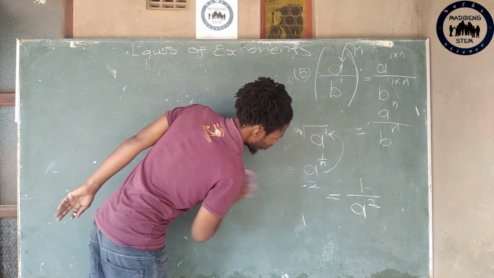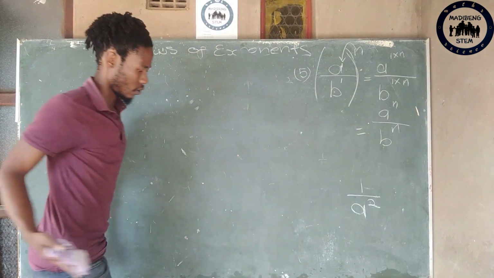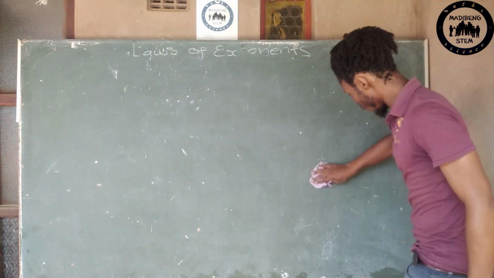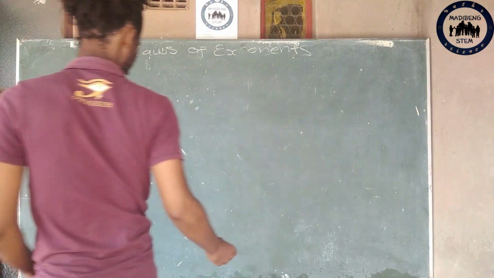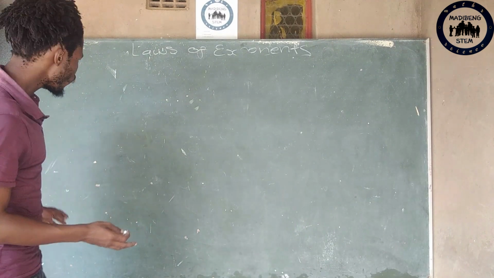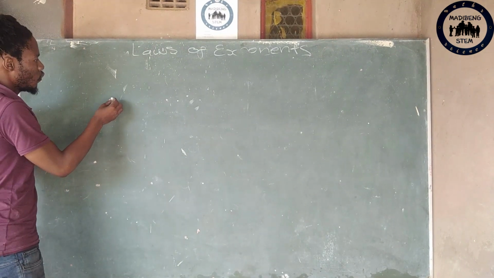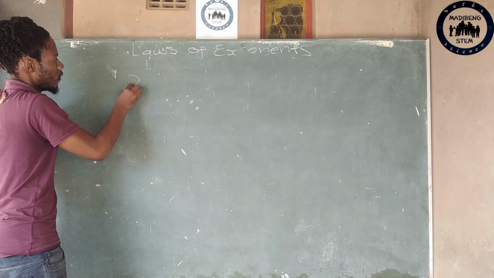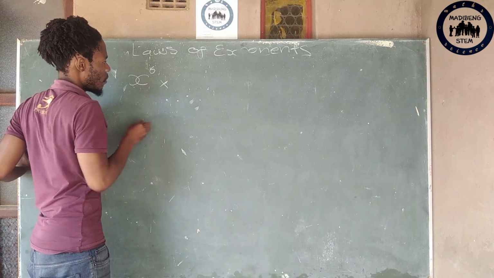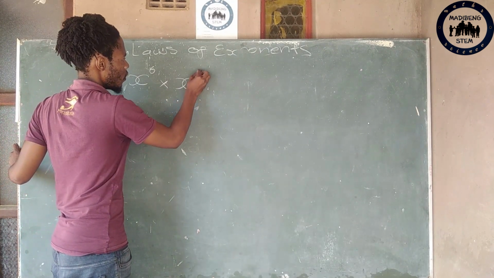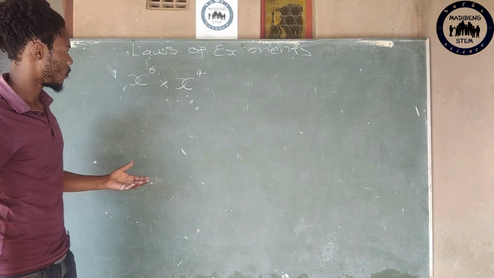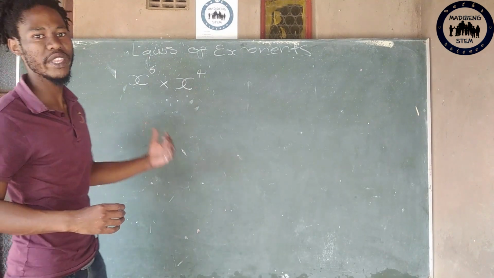So let's go ahead and do a few examples. I'm going to use the laws when I do these examples. So guys, if we have x to the power of 6 multiplied by x to the power of 4, how do you simplify this? This is the first law. You have to go through your laws and understand them, know them by heart.